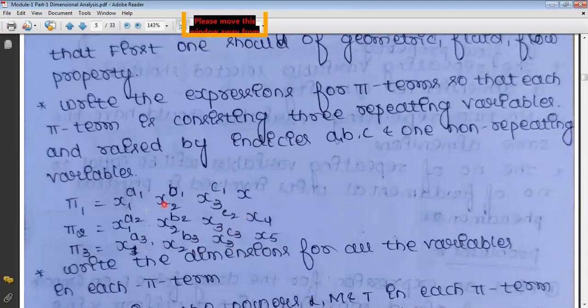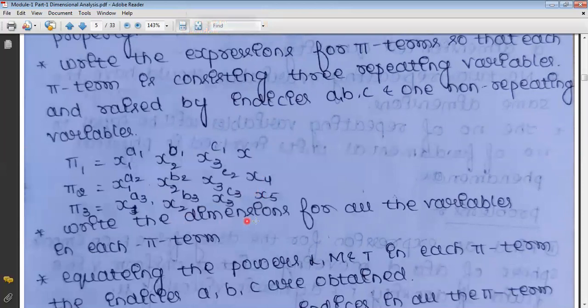You observe these 3 pi terms. In all the 3 pi terms, you will be having x1, x2, x3. That's why it is called a repeating variable, which means it is repeating in all the pi terms. That is multiplied by one non-repeating variable. Here be careful, don't raise the power of the non-repeating variable.